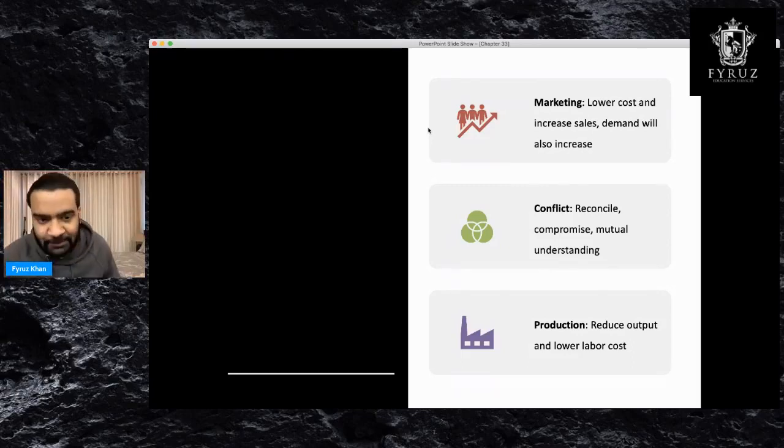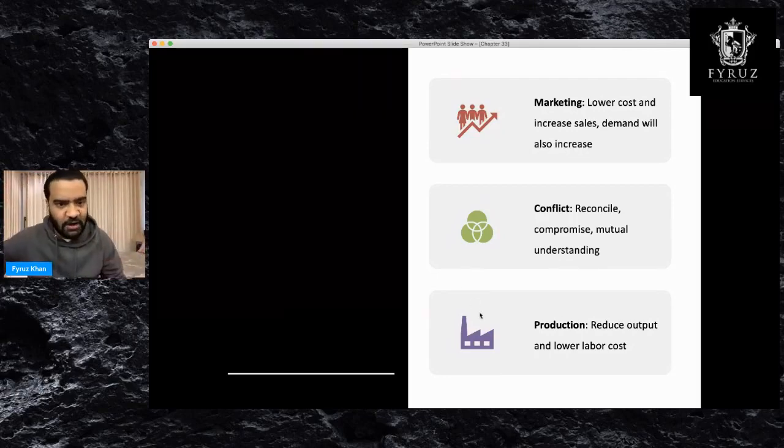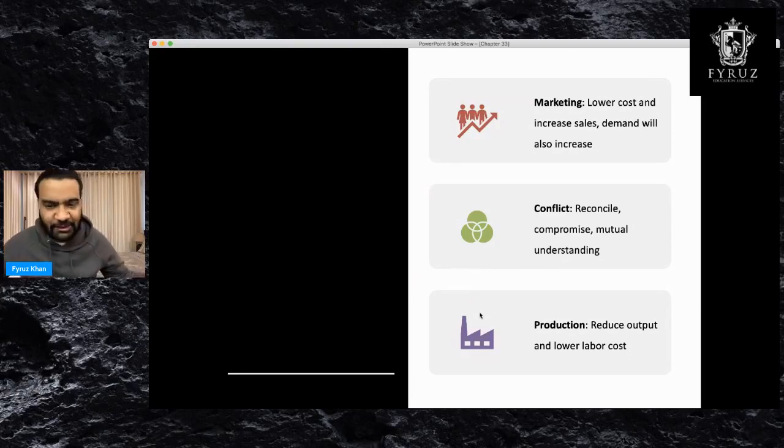So think about that. Marketing department wants to lower cost. When you lower cost, demand will increase. When demand increases, your sales will increase. But the production department is thinking of reducing output and getting rid of employees. When you get rid of employees, how can you make more phones?